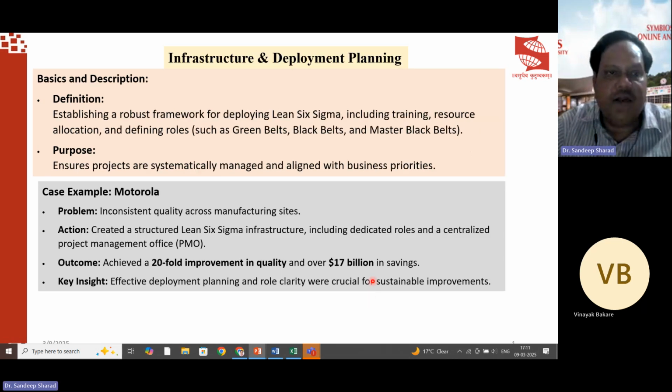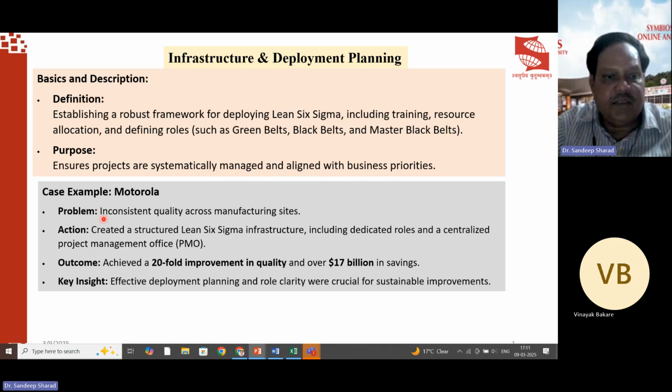Infrastructure and development planning: establishing a robust framework for developing Lean Six Sigma, including training, resource allocation, and defining the roles such as green belt, black belt, and master black belt. Purpose: ensuring the projects are systematically managed and aligned with the business priorities.